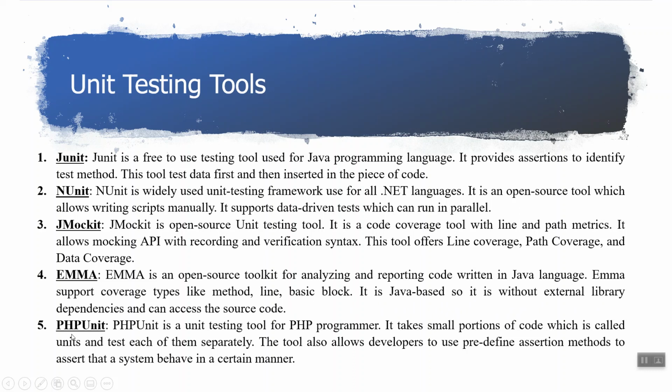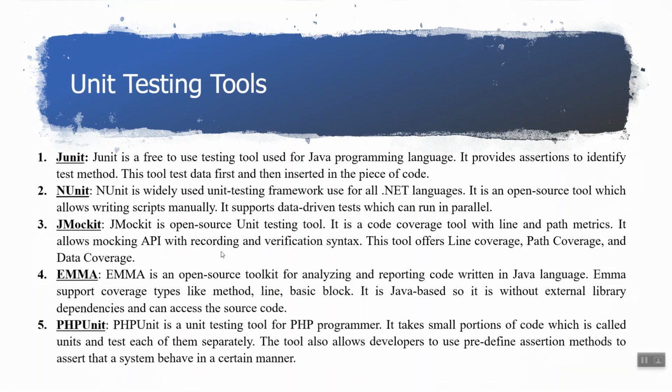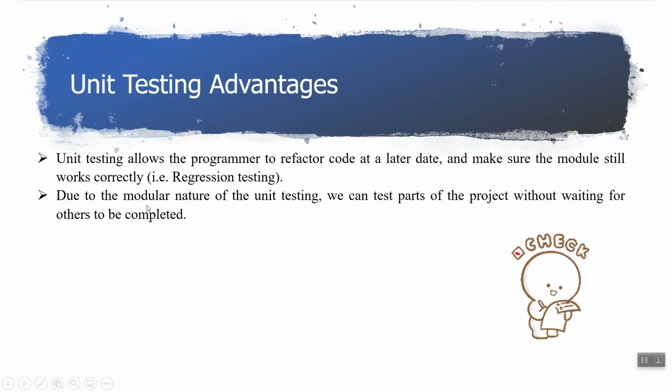The fifth one is PHPUnit. PHPUnit, as the name suggests, is used for the PHP programmer. It takes small portions of code which are called units and tests each of them separately. The tool also allows developers to use predefined assertion methods to assert that a system behaves in a certain manner. So these are some of the unit testing tools I have mentioned here. There are many others depending on the different languages.